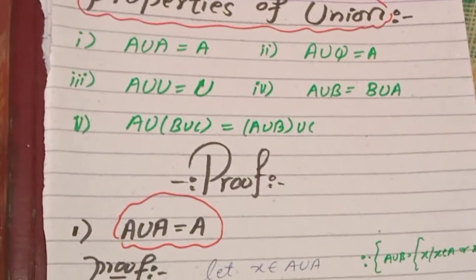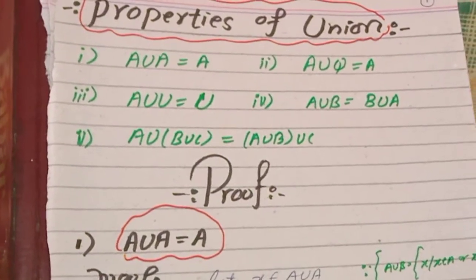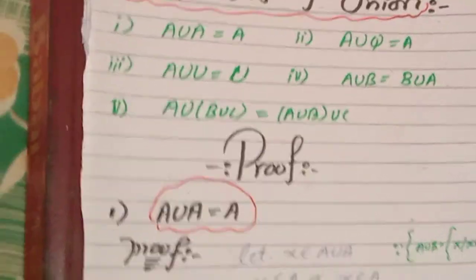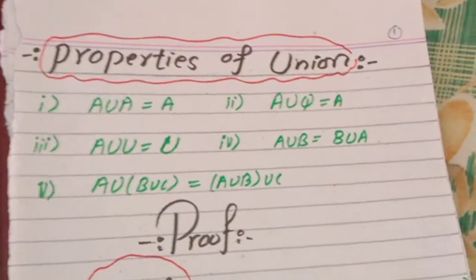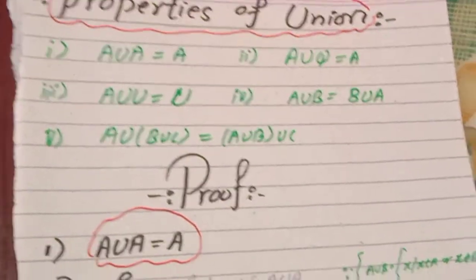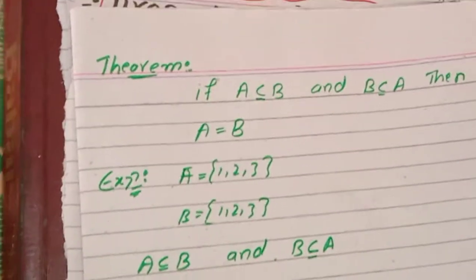In the previous video lectures of set theory, you have learned about sets, different types of sets, and different operations on sets. So today we are going to prove some properties of union. Before starting the proof of properties of union, we should know about a theorem regarding equality of two sets.